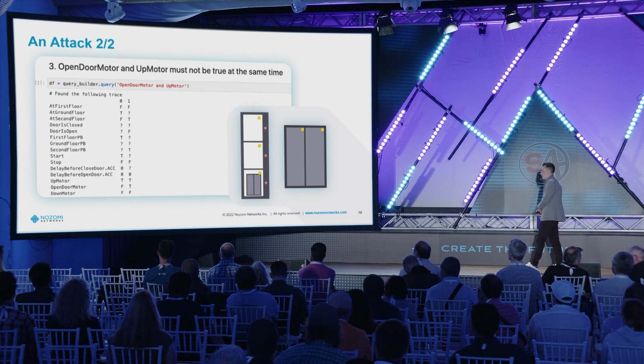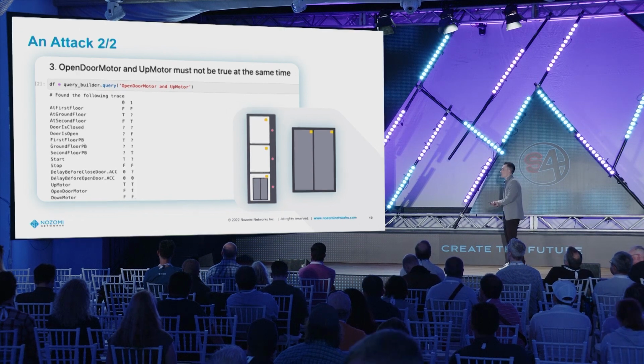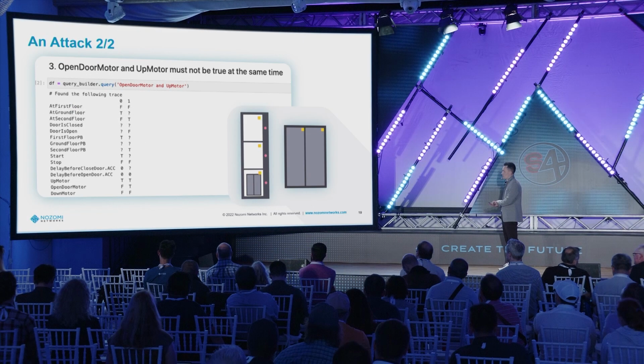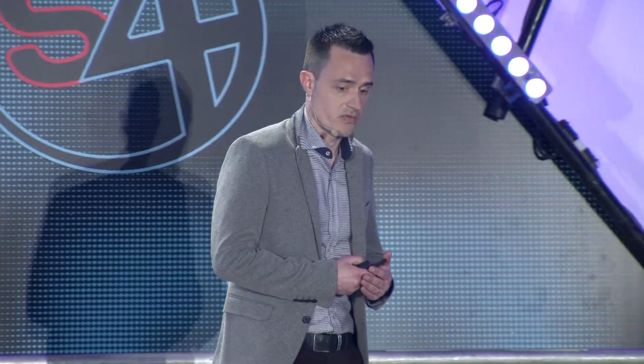So the result is the following. This requirement was initially producing no counterexample, no trace, okay? Because it was not supposed to happen. It is not supposed to happen that the door gets open while the elevator is moving up. But now, in the new version of the program, we have gotten a trace.